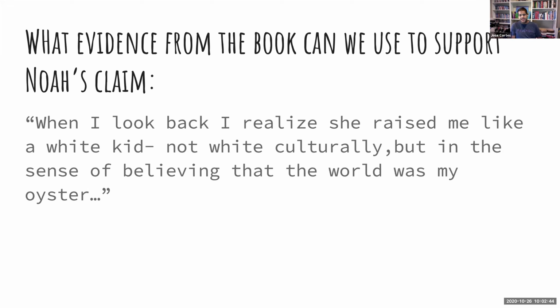So by now, we've all read this section in Trevor Noah's book, right? This is from chapter 5 of his book, where he talks about his mom's parenting. And this week, we're going to be looking at the impact of the different relationships in Trevor Noah's life. So here's an argument that he makes, right? He says, when I look back, I realize she raised me like a white kid. And he's talking about the way his mom raised him, right? Not white culturally, but in the sense of believing that the world was my oyster. There's evidence that we could use to support this claim, right?